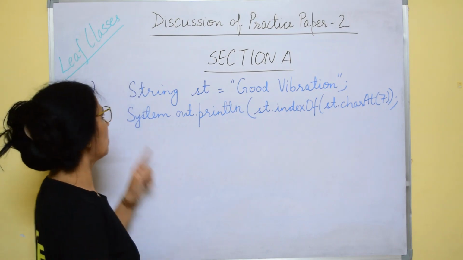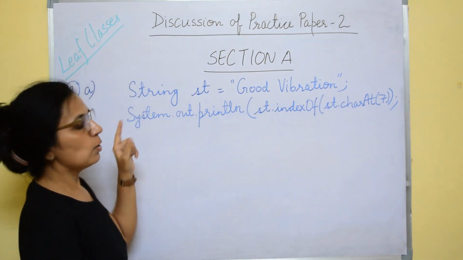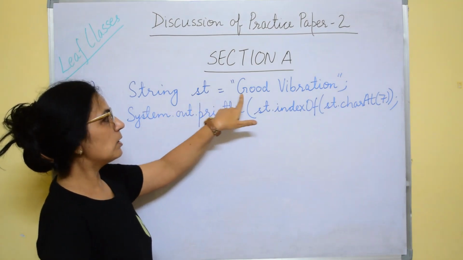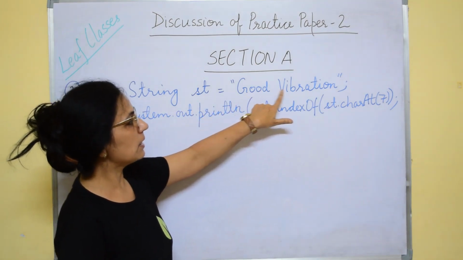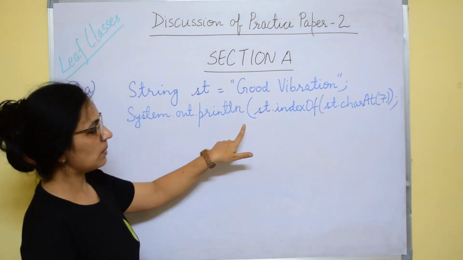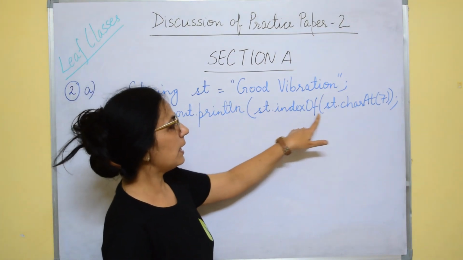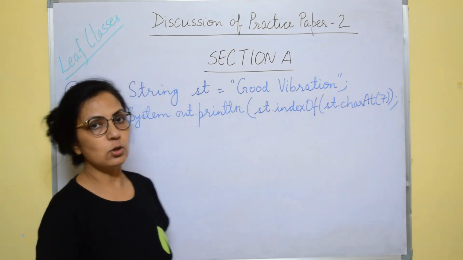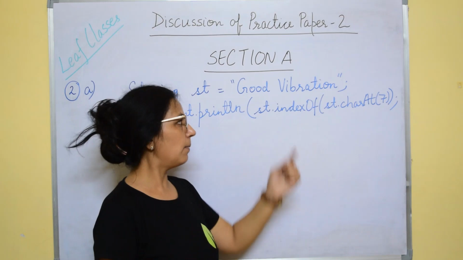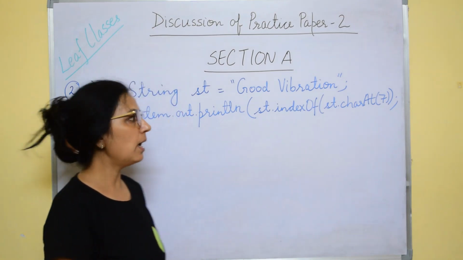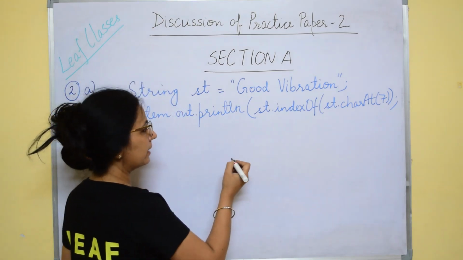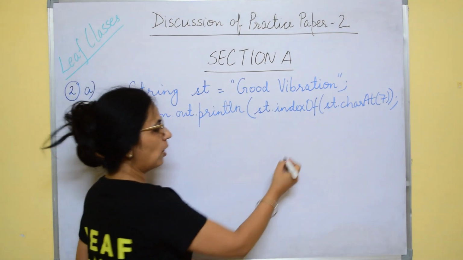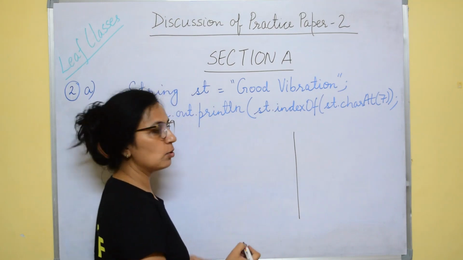Now we move on to question number 2, A part. You have to give the output of these statements. String st equals to, within double quotes it is written good vibration, and with print statement it is mentioned st dot index of st dot caret of 7. So two functions are used here, both string functions are there. So we'll be solving it like this, and in the output you can just write the output. So on the right side of the page you can solve it.